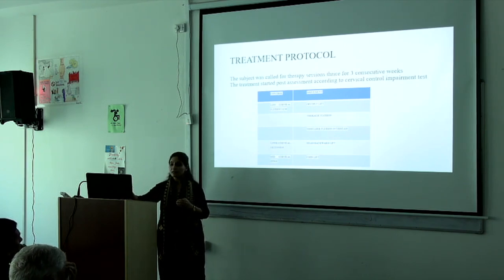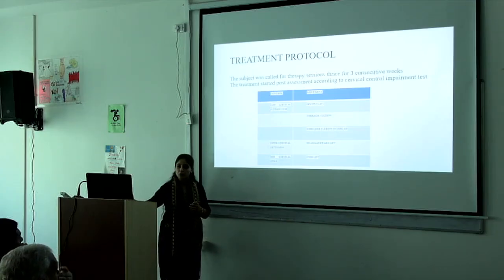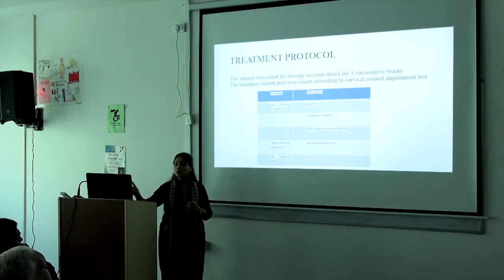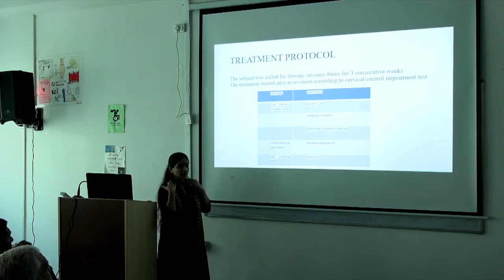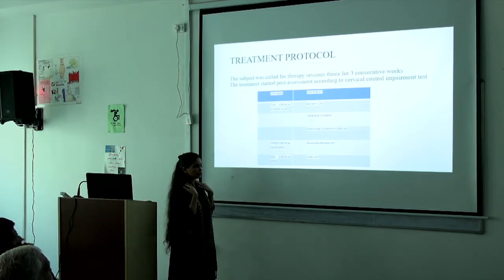For that, I have finalized these exercises. So depicting my first exercise, that was occiput lift. That was for the lower cervical flexion. So for that, what we usually do is, if the patient is in this position, I will ask my patient to go for a chin tuck and then try to lift the occiput up like this.